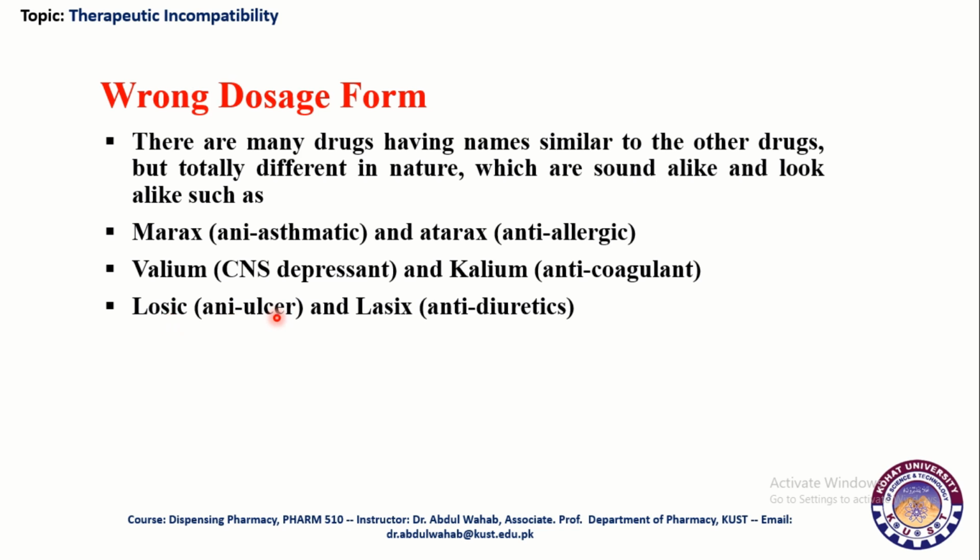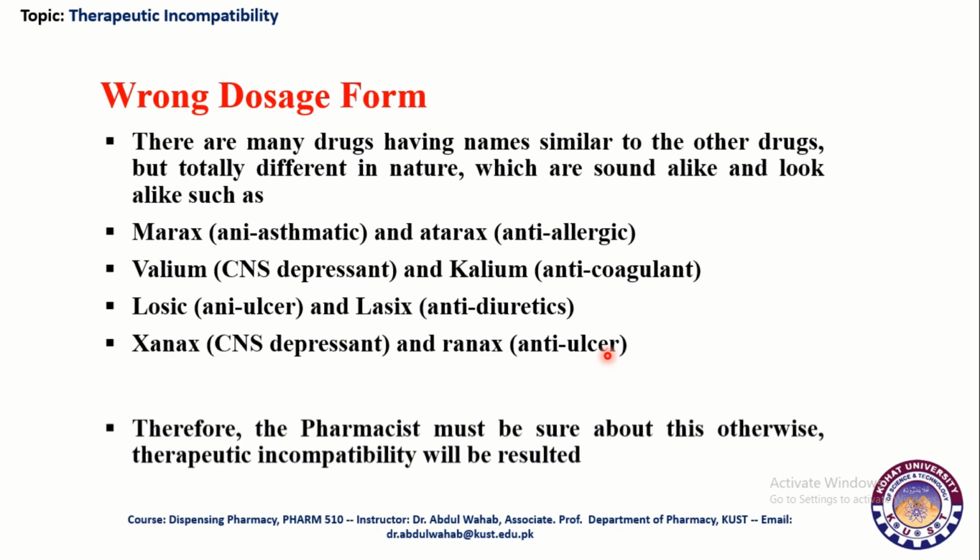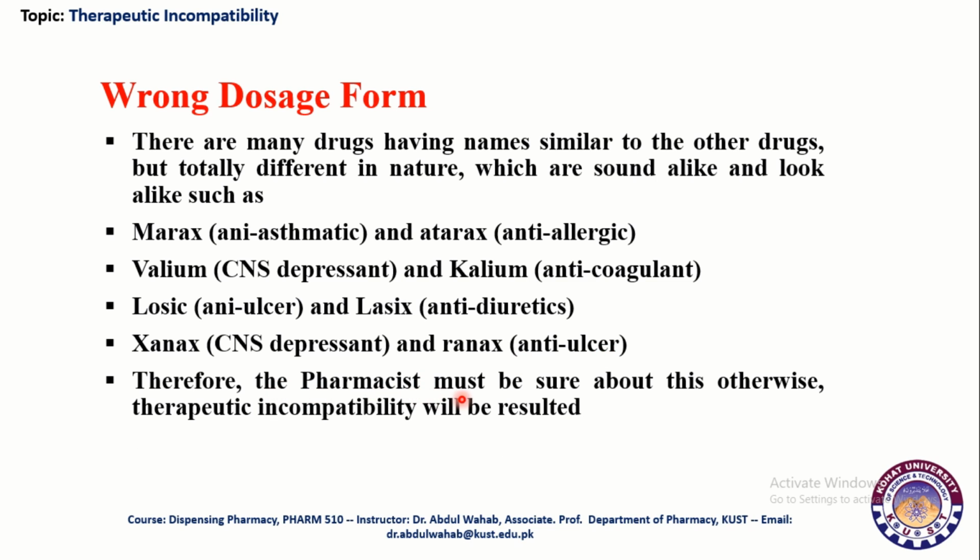Losec anti-ulcer and Lasix antidiuretic. So both are looking the same, as you can see, and sound alike and look alike. Xanax CNS depressant and Renex anti-ulcer. Therefore, the pharmacist must be sure about these, otherwise therapeutic incompatibility will result.